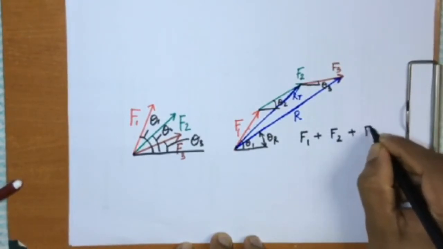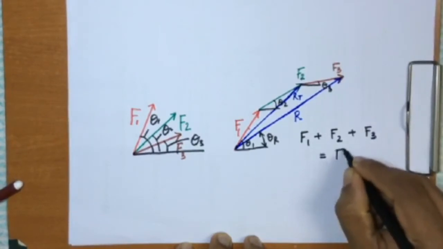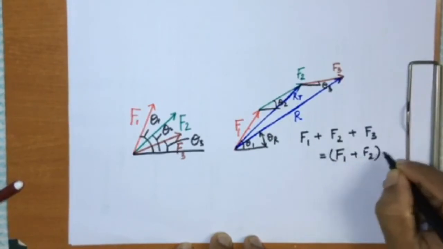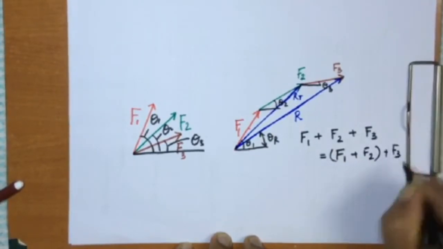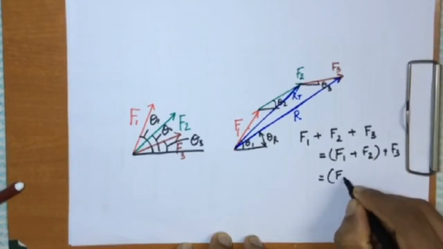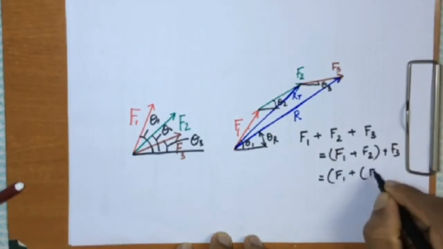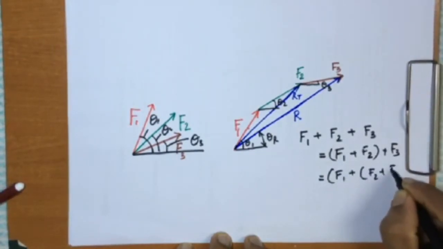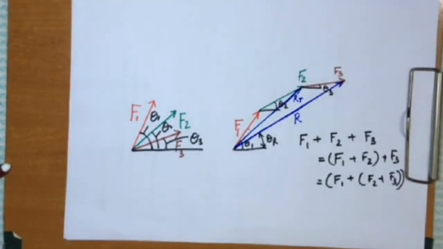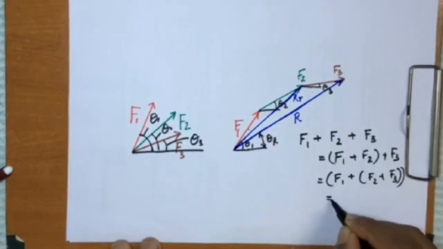So in total, the idea which I would like to convey here is that F1 plus F2 plus F3 is equal to (F1 plus F2) plus F3, which is also equal to F1 plus (F2 plus F3). So all these three are going to fetch the same resultant R.